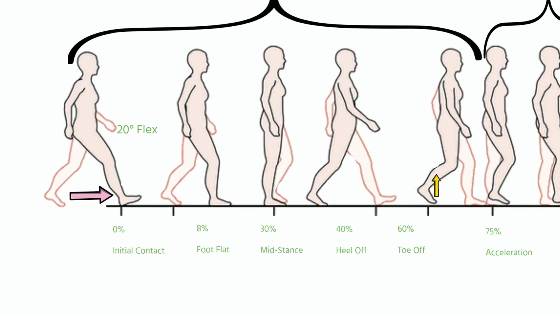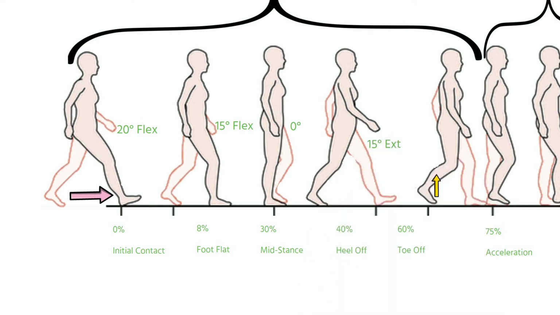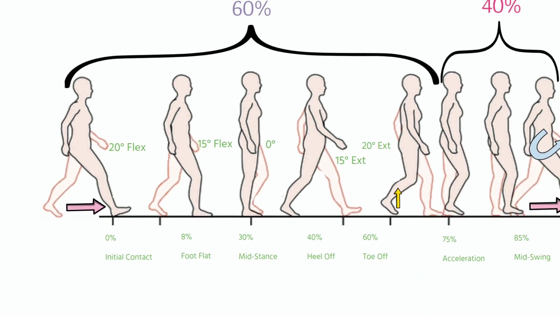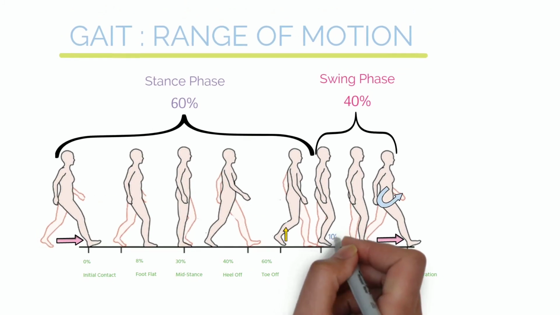At foot flat, the hip is flexed to about 15 degrees and neutral at mid-stance. At heel off, the hip is in 15 degrees of extension and reaches a peak extension range of motion at toe off. Now let's take a look at the swing phase range of motion.